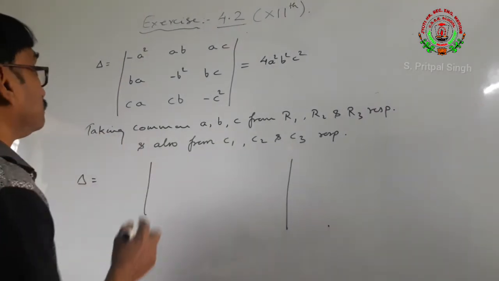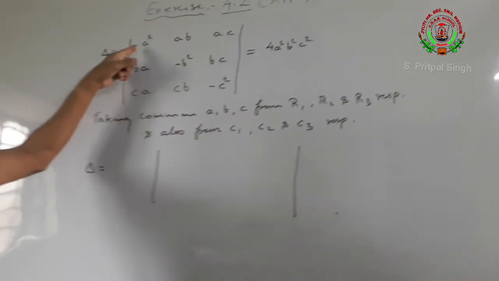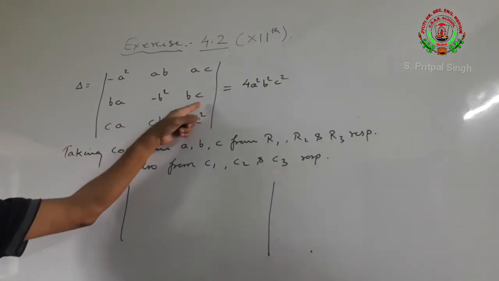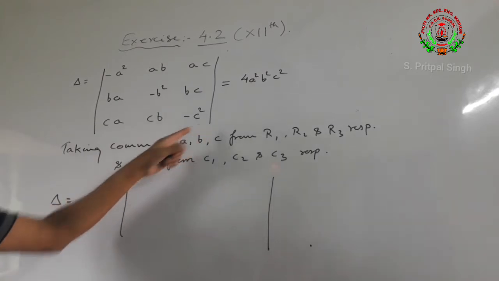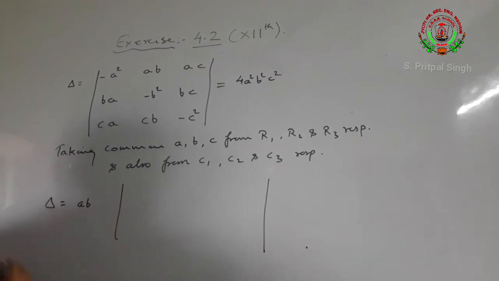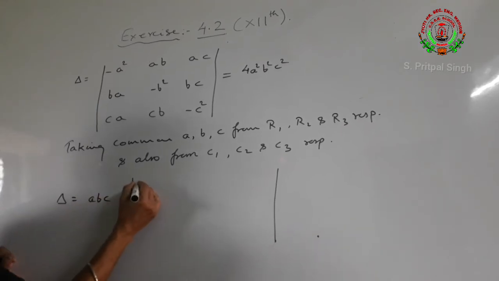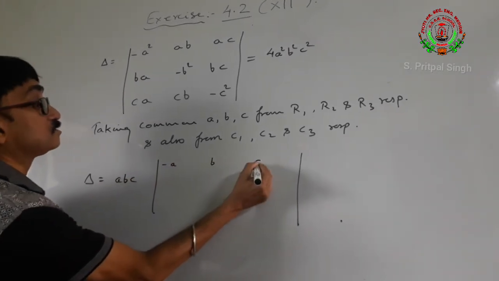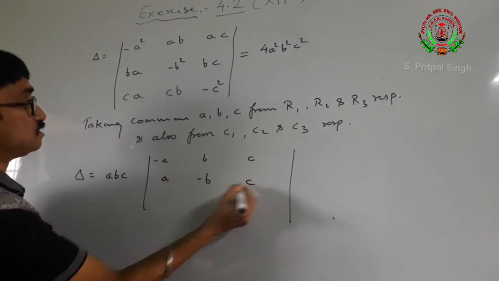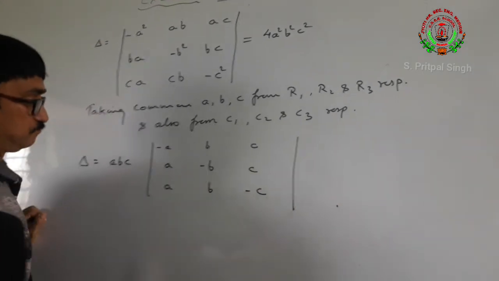Now, the next question, we have to show that it equals 4a square b square c square. Now, we can see that we can take a common from R1, b common from R2, c common from R3. Let us take a common from R1, b common from R2, c common from R3. So we get abc outside, and minus a, b, c, a minus b, c, a, b minus c. We are left out with this.